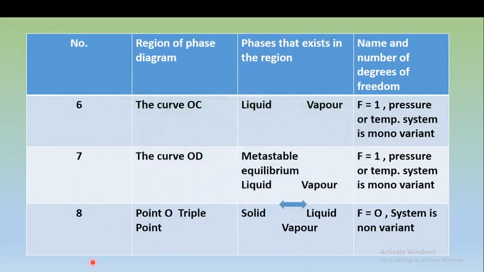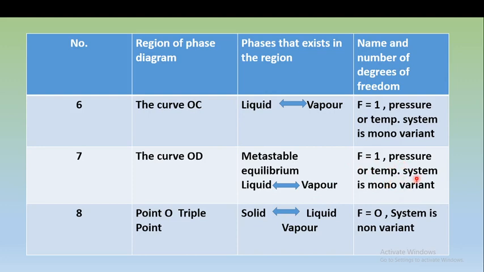Next, that is the curve OC. So what is the curve OC? Liquid and vapor phases are in equilibrium. Number of degrees of freedom is 1. Along the curve we know that F is equal to 1, that is pressure or temperature must be specified, and the system is monovariant. The curve OD, we know what the curve OD is. It is a metastable equilibrium. The dotted curve, that is OD, is a metastable equilibrium between liquid water and water vapor. F is equal to 1, degrees of freedom 1, the system is monovariant, either pressure or temperature must be specified.